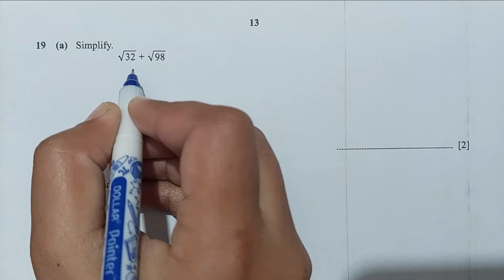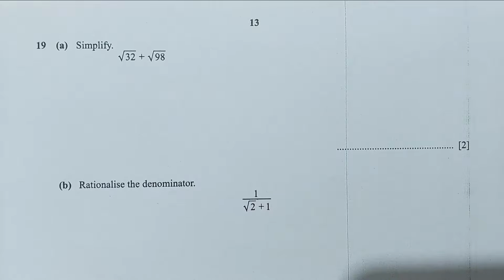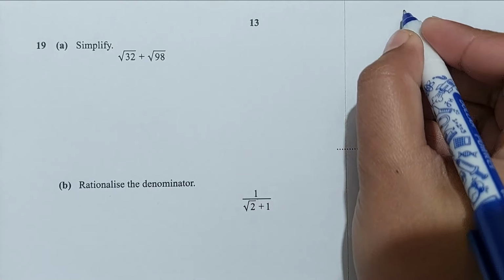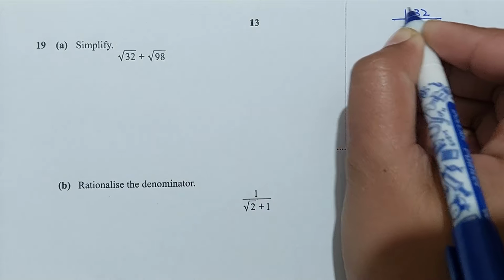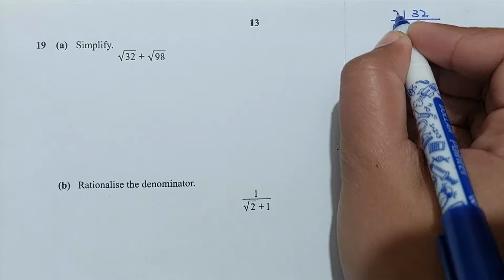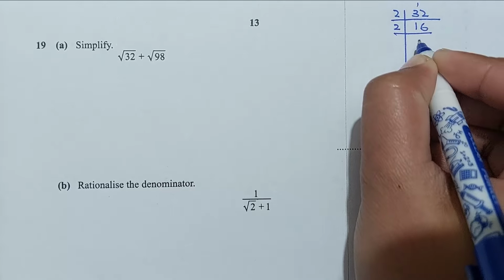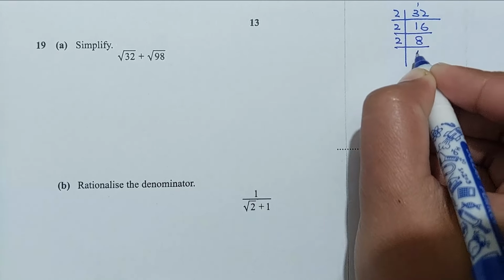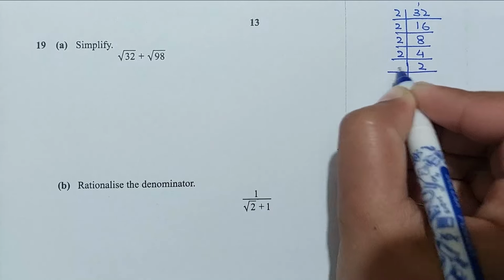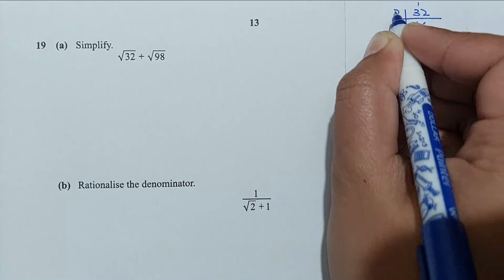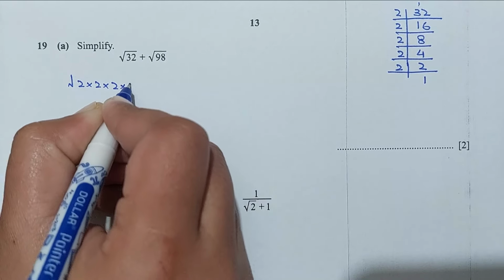Question number 19, part A, we have to simplify this. Okay, so to simplify, let me find the prime factorization of 32 first, which is 2 to the power 5. Let's do it again: 2 times 1 is 2, 2 times 2 is 4, 2 times 4 is 8, 2 times 8 is 16, 2 times 16 is 32. 1, 2, 3, 4, 5. So 32 is 2 into 2 into 2 into 2 into 2.